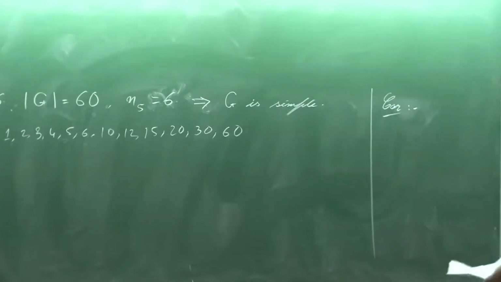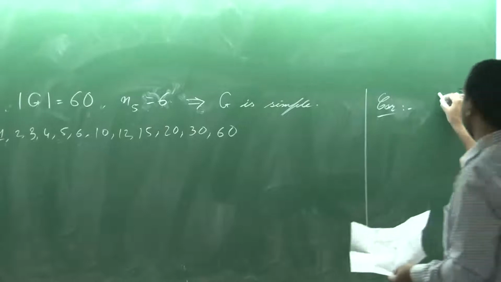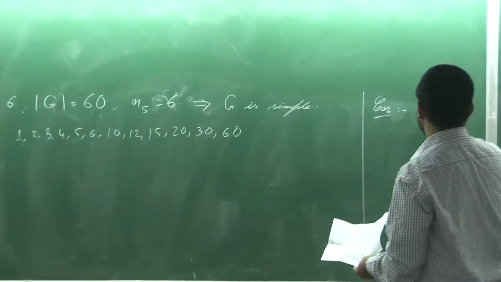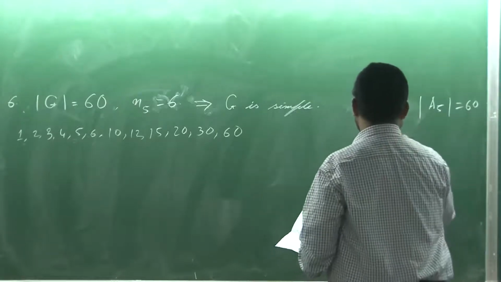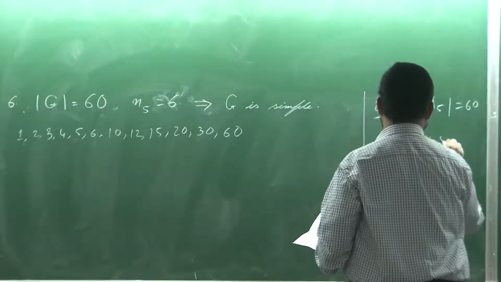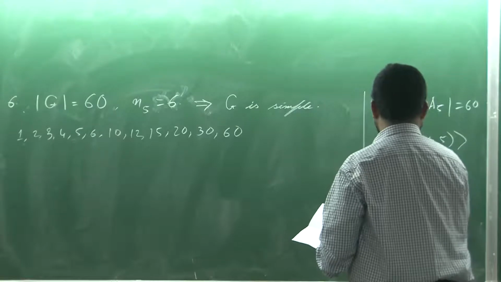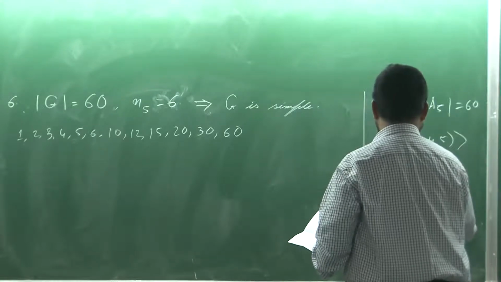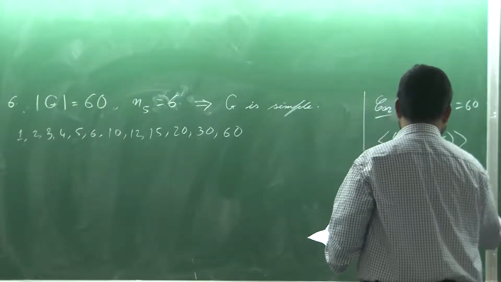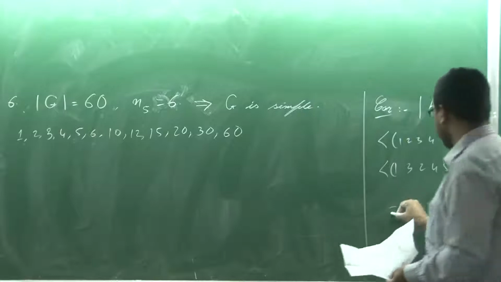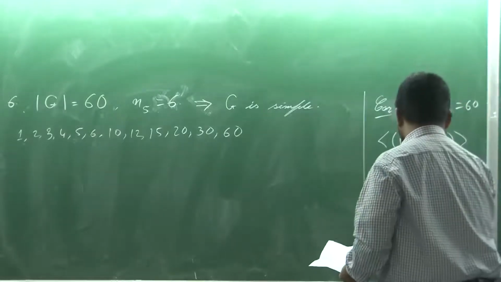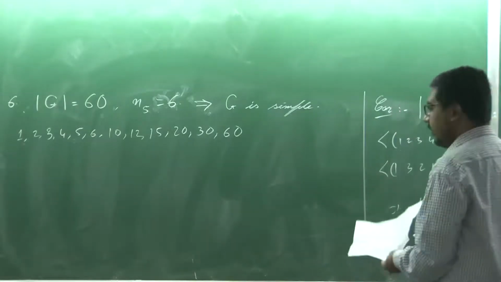So do we know any group of order 60? Of course, A5 is one. So A5 has order 60, and then we can easily see that (1, 2, 3, 4, 5) and (1, 3, 2, 4, 5) are two distinct Sylow 5 subgroups of A5. Therefore, from this it follows A5 is simple. So this is another proof of simplicity of A5.